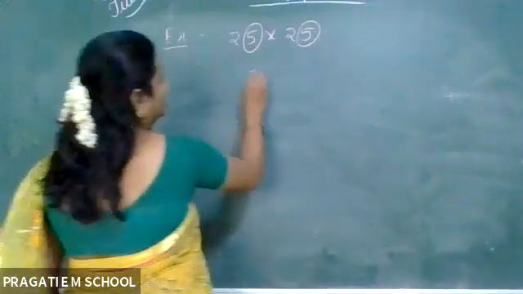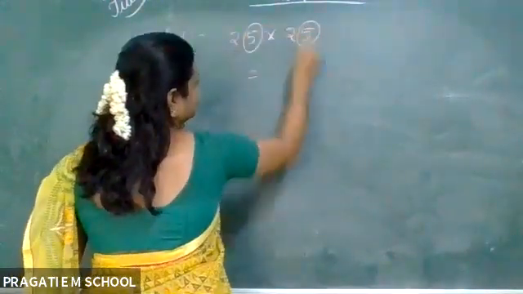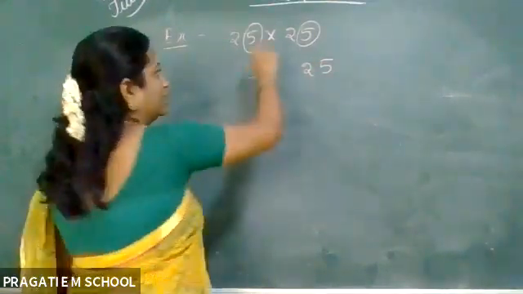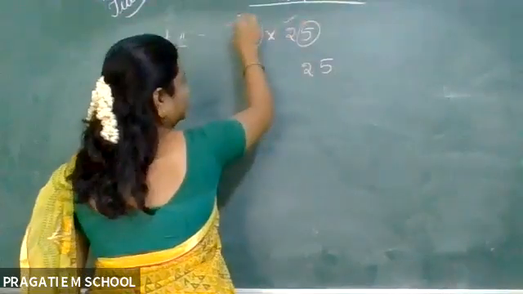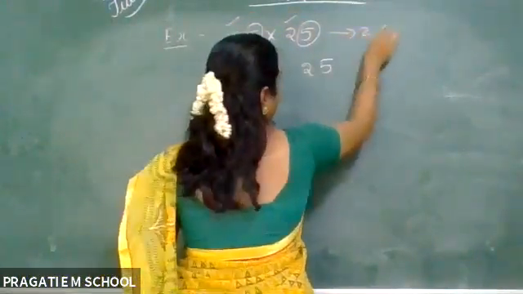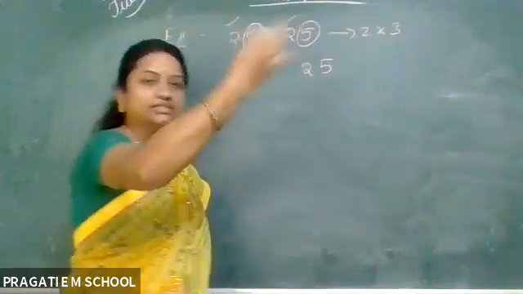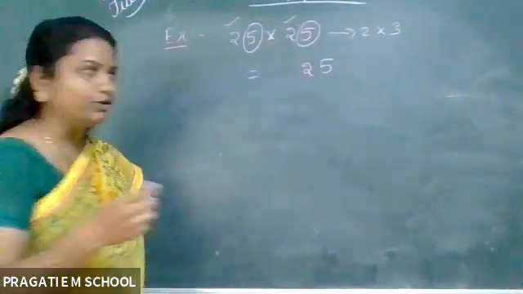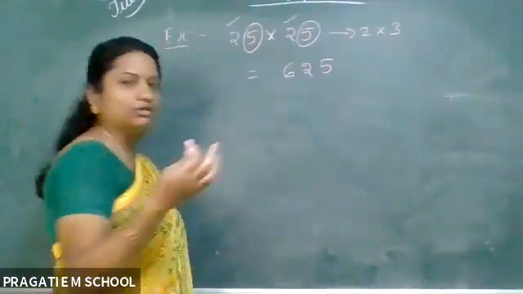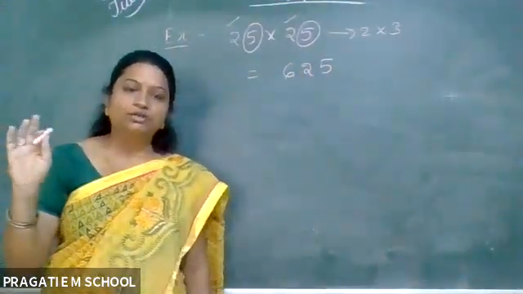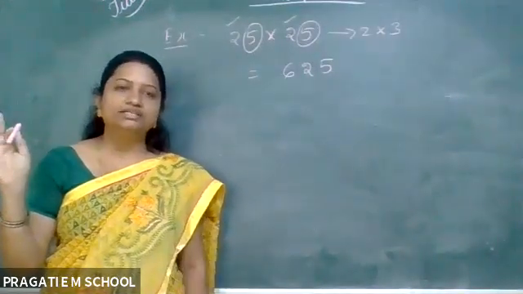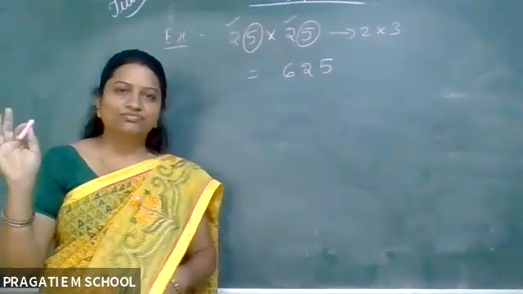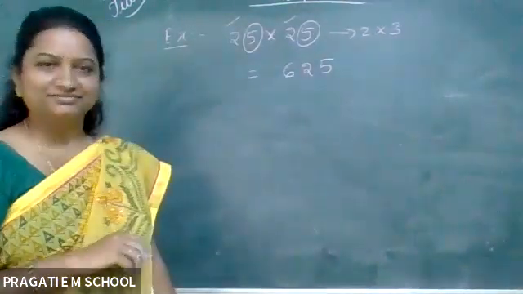Simply write 5 by 5, 25. Yes, children? Next, we have a number which is nothing but 2. That 2 you just simply multiply by its successor, by its after number. So 2 multiplied by 3, what do you get? 6. That's all. The problem is finished. Very easy trick, children. Do you all like it? Fine. Very good.